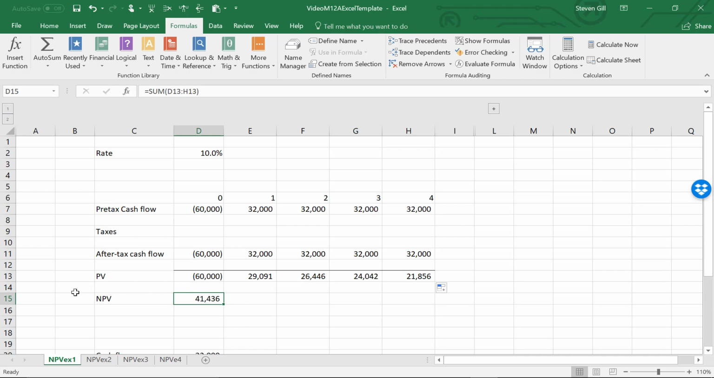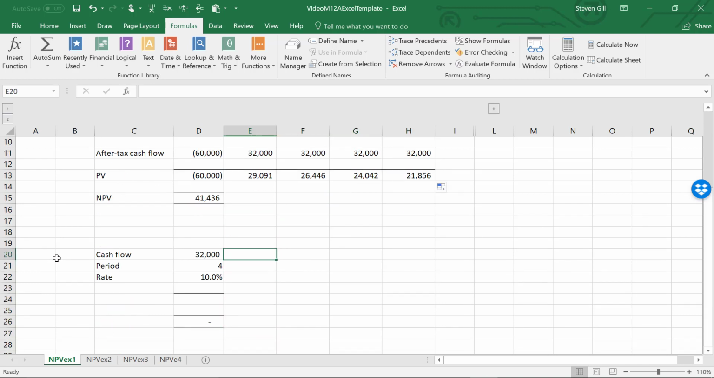Okay, now what I want to do is recreate that same calculation, except doing it a different way, because notice that what we have here is a series of equal periodic payments. Okay, and again, we call that an annuity. So a different way of calculating the same thing is I've set up this cash flow that's going to occur for 4 periods at 10%.